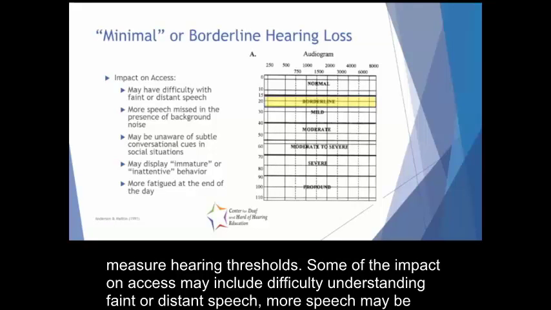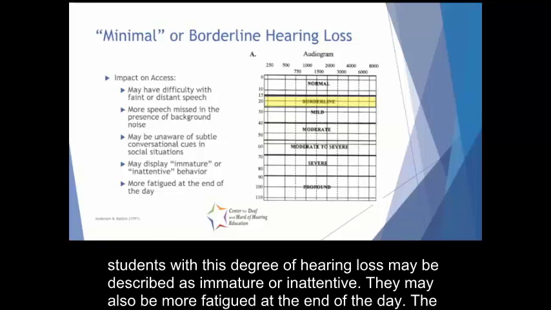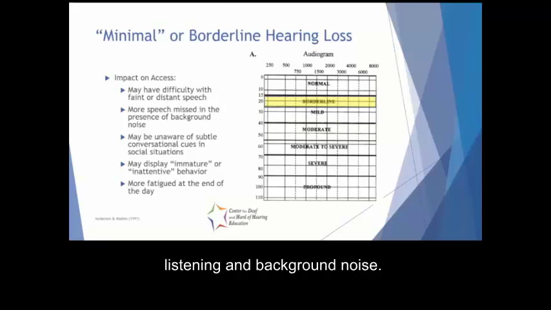Some of the impact on access may include difficulty understanding faint or distant speech. More speech may be missed in the presence of background noise. They also may be unaware of subtle conversational cues in social situations. Many students with this degree of hearing loss may be described as immature or inattentive. They may also be more fatigued at the end of the day. The term minimal hearing loss is often very misleading because this degree of hearing loss can cause great difficulty for students, particularly listening in background noise.